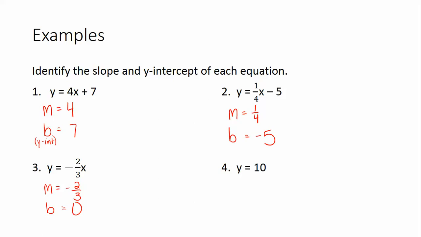Number 4, we have y equals 10. You'll notice equation number 4 does not have an x term. Because there is no x, we say that the slope is 0, and the y-intercept, which I'll label again as b, is 10. So number 3 had no y-intercept, so b was 0. Number 4 has no slope, so m is 0.